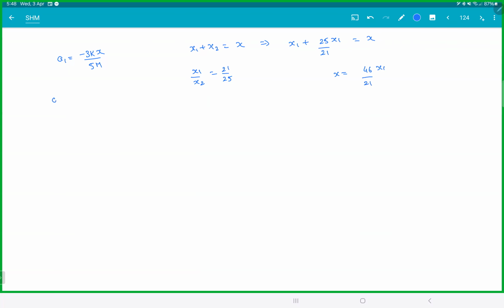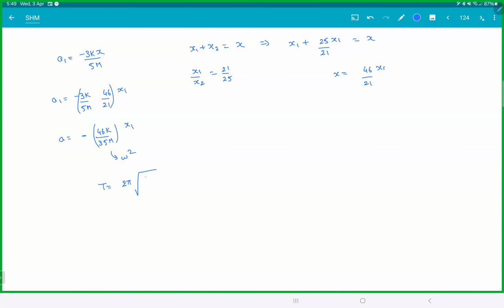So substitute this here. a1 is equal to minus 3k by 5m, and this guy is 46 by 21 into x1. There, that's your omega square term. That is 46k by 35m. The most common mistake people make is thinking a1 is equal to minus omega square x. This is your omega square.